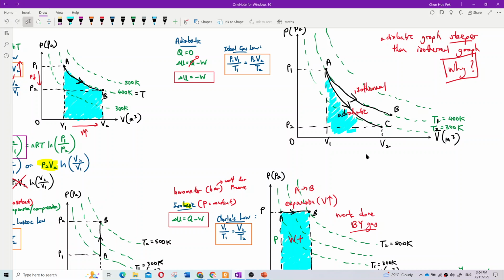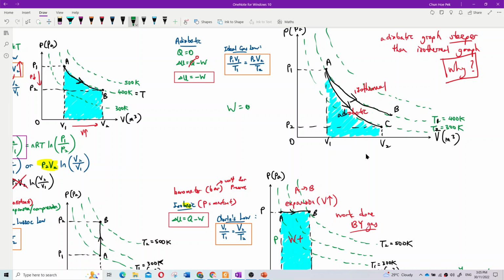Integration, is it? Yes. Do you think I have a special formula for you this time? The answer is no. I don't have a special formula for you this time.